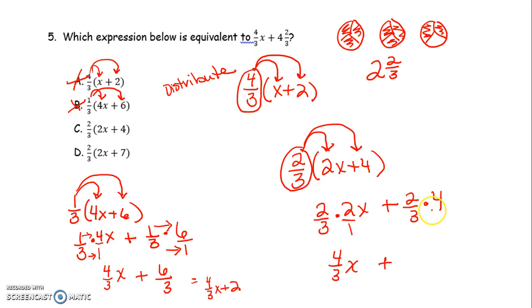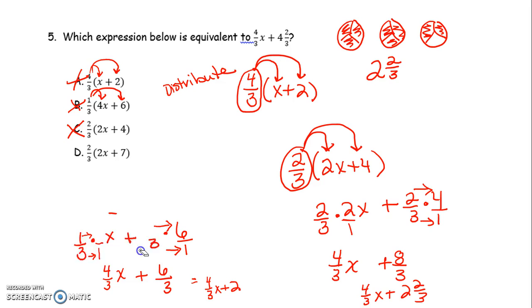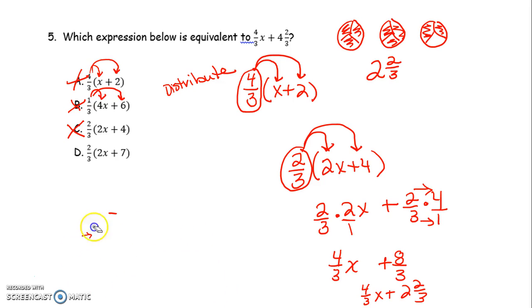Let's try this. Straight across the top, straight across the bottom. 2 times 4 is 8. 3 times 1 is 3. 8/3. Hey, we've already done 8/3. 8/3 is the same as 2 2/3. Okay, so that's 4/3 x plus 2 2/3. Again, letter C, totally not working. So now I know it has to be D. But we're going to prove to our teachers that it's definitely D.